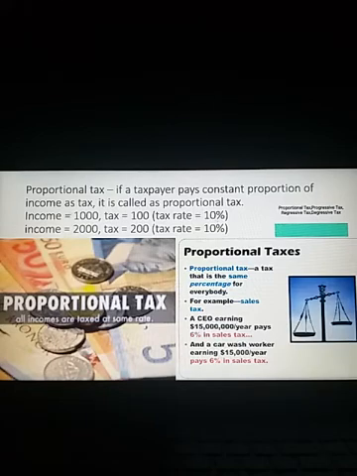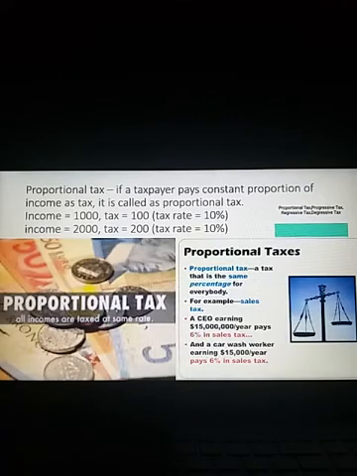Supposing the income doubles, the rate of tax remains the same, 10% only. 10% of 2000, that is 200, he pays. So like this, whatever may be the income, the rate of taxation remains constant, and if there is that constant rate of taxation, then it is called a proportional tax. Observe the following slides here.